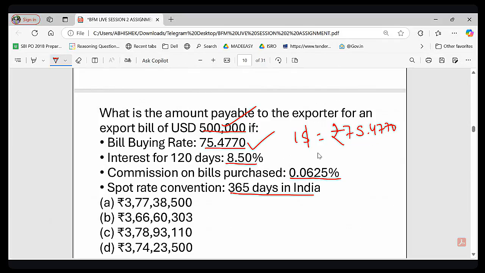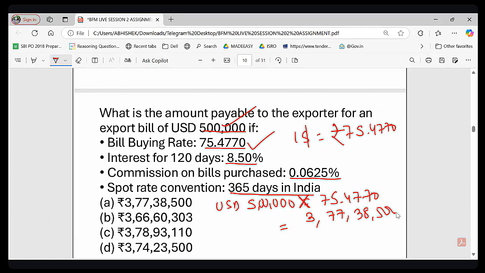So let's calculate it. USD 5 lakh has to be multiplied with 75.4770. It will give you 3 crore 77 lakh 38,500. You just calculate it. Now we need to calculate the interest for 120 days, right?